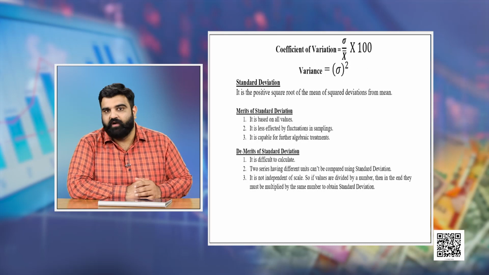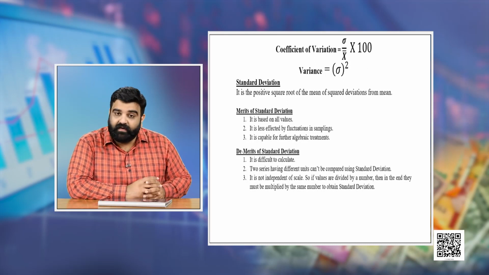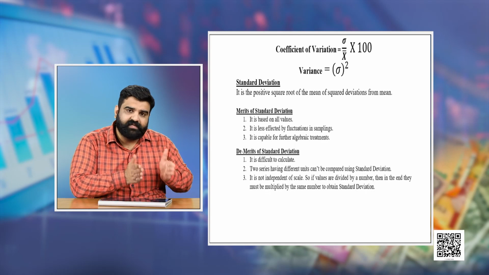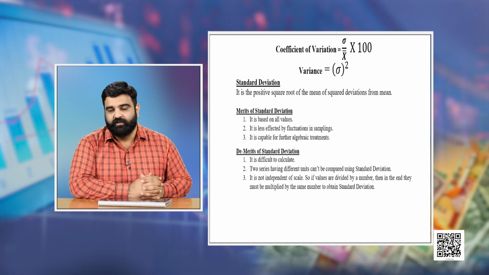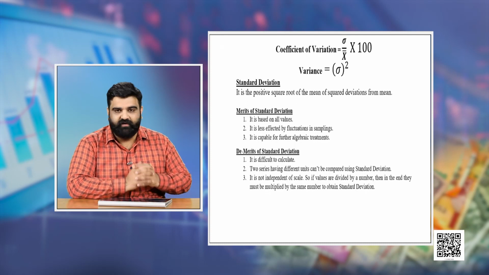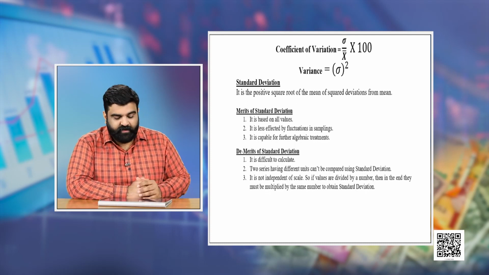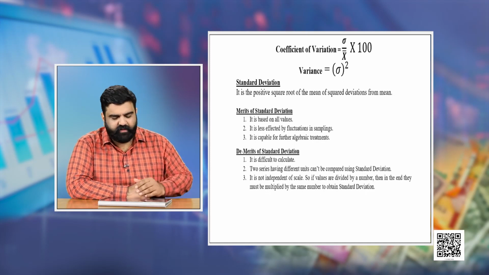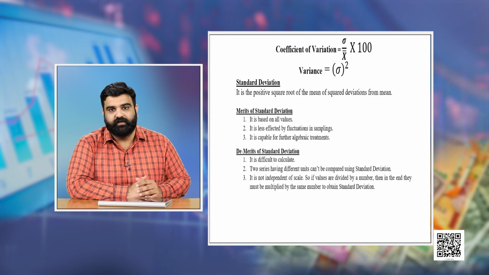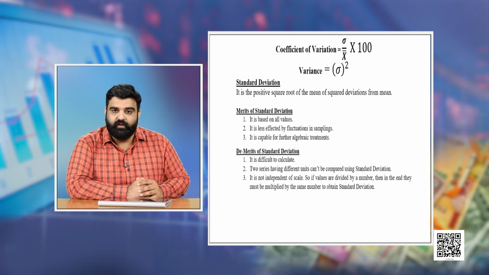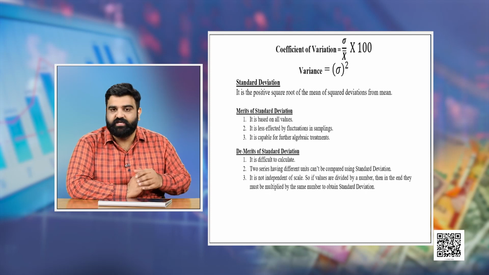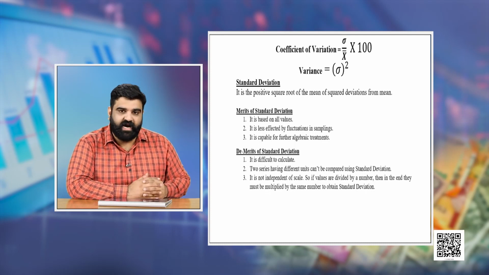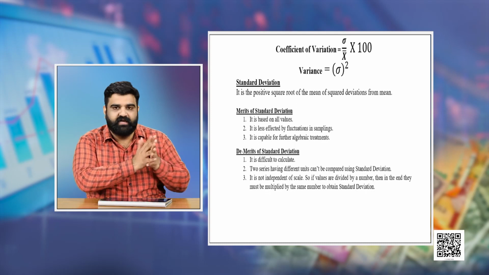We have some merits of standard deviation, which are: first, it is based on all values because the mean is calculated while calculating standard deviation. Because the mean includes all the values, standard deviation also includes all the values. The second merit is that it is less affected by fluctuations in sampling, because it includes all the items. And then it is capable of further algebraic treatment. We use standard deviation to calculate the coefficient of standard deviation and coefficient of variation. We also calculate variance by calculating standard deviation. So it can be used in further algebraic treatment.